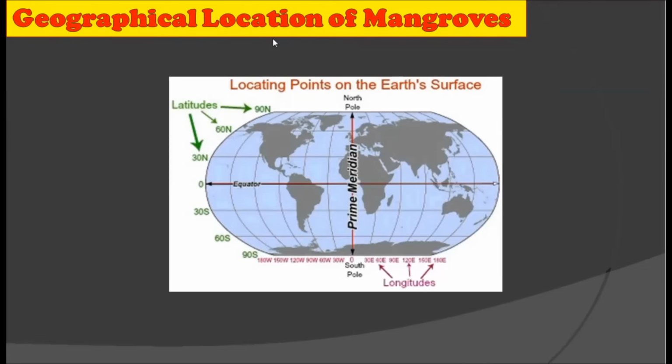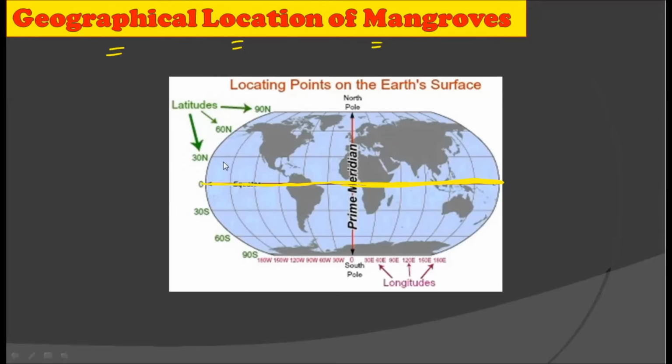Now the next characteristic of mangroves is their geographical location. Now this is the map of the earth, and you can see here this is the equator, which is going through the exact middle portion of the earth. That is, this equator is quite responsible for forming the northern and the southern part of the earth. Now this middle line, which is dividing the earth into two parts, is called the equator.